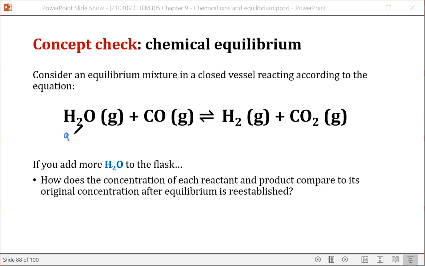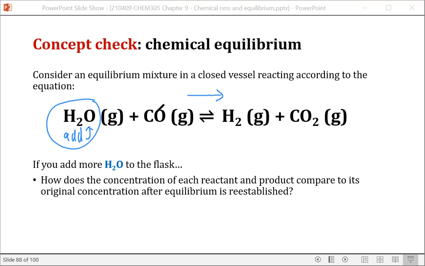So we add H2O. This is our stress. We're stressing out the system by pumping in more of this water vapor, water gas. If this is our stress, the system is going to respond by trying to get rid of the stress. How it's going to do it is it's going to be pushed to the right so that the forward reaction rate increases, so that this added H2O is used up in the chemical reaction to make more product.